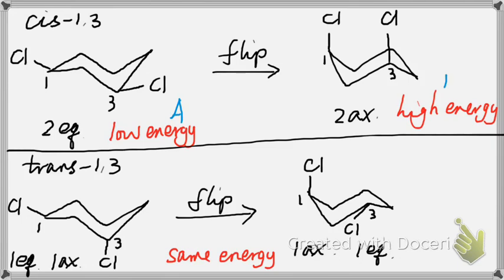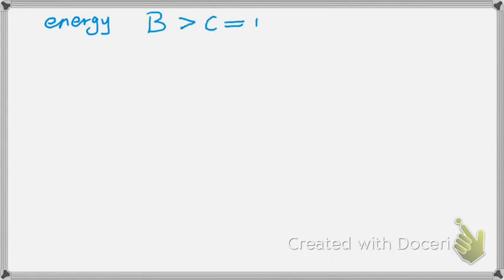So again, if we label these 4 chair conformations for 1,3 disubstituted cyclohexane, can you give the order of the energy of these four structures? From highest to lowest. Okay, here we go. B, 2 axial, highest. C and D, 1 axial in the middle. A, 2 equatorial, lowest. Right?